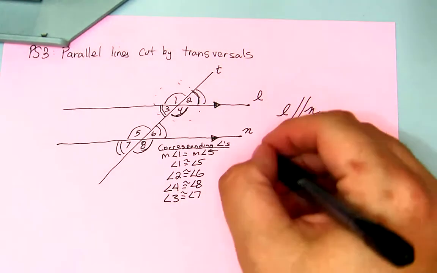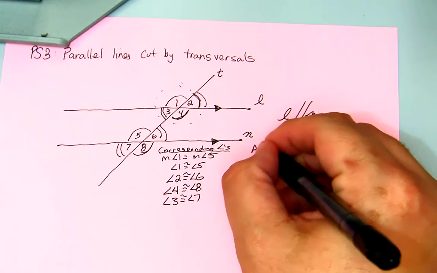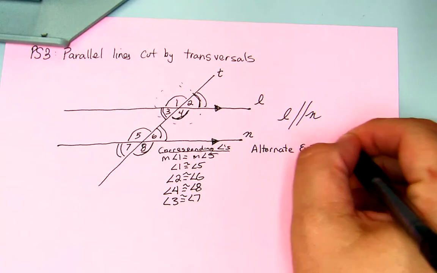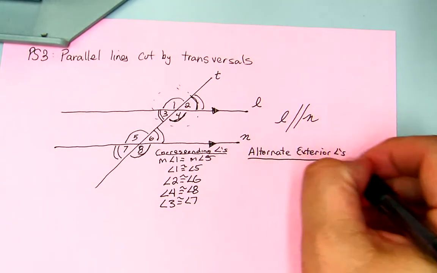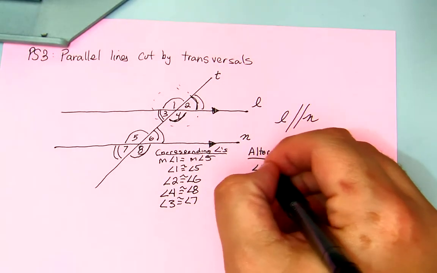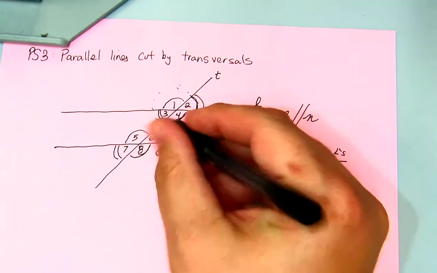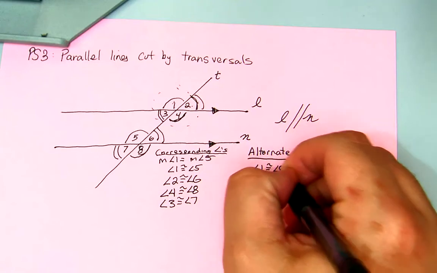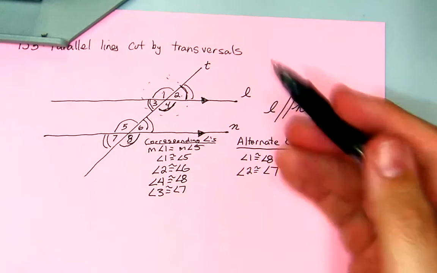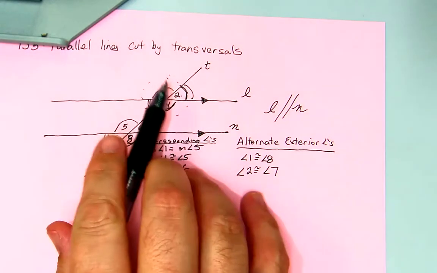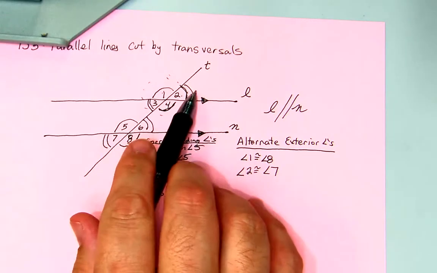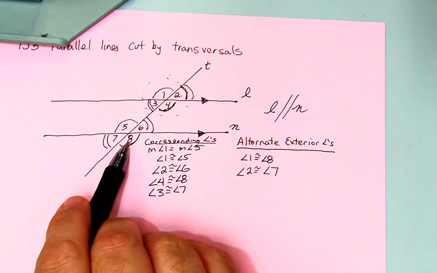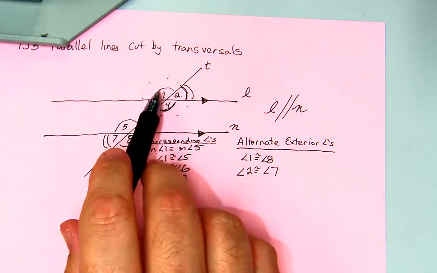Angle 1 and 8, these are alternate exterior angles. Angle 1 is congruent to angle 8, and 2 and 5. Angle 2 is congruent to angle, not 5, but angle 7. Now, when you hear alternate, you're going to jump over the transversal. So you're on the alternate side of the transversal.